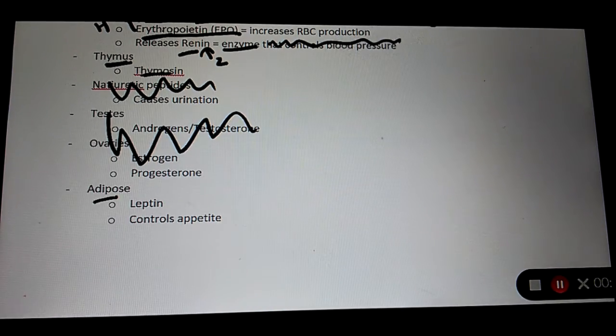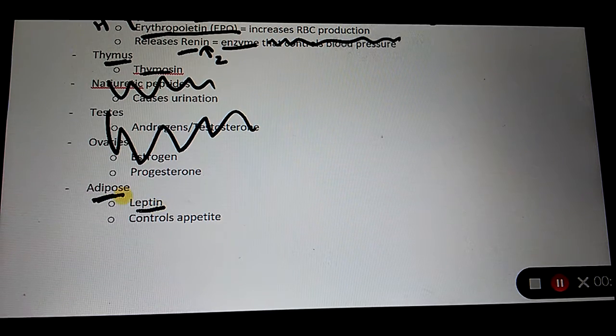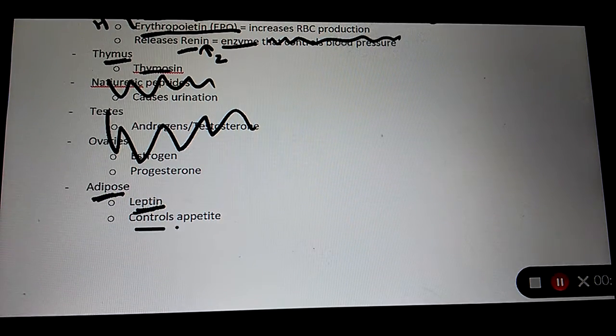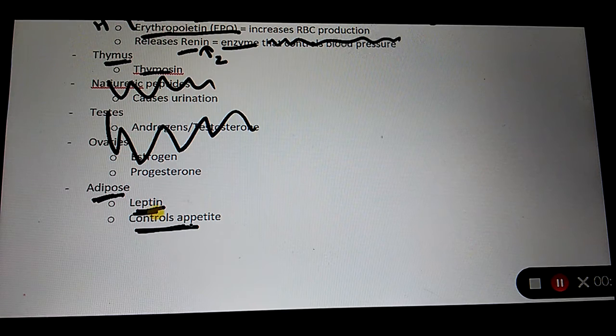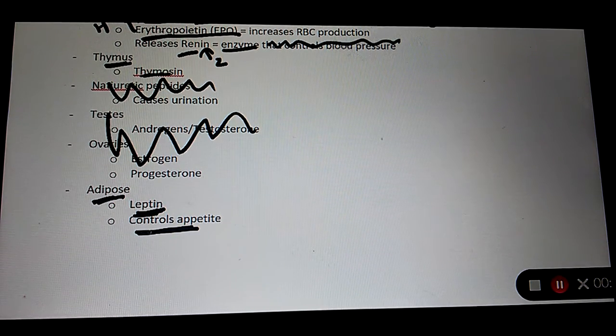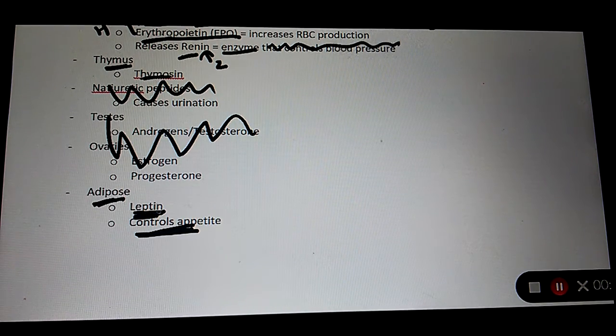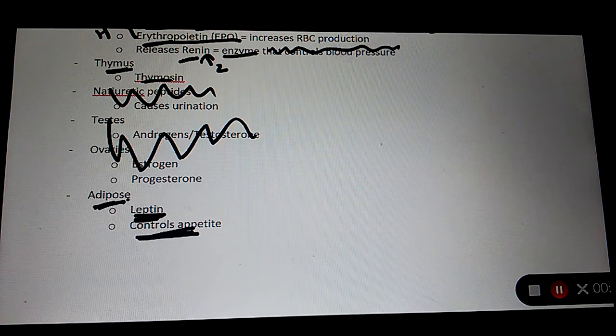Adipose produces what hormone? Leptin. What does leptin do? Controls appetite. What hormone controls appetite? Leptin. Leptin is produced by what?